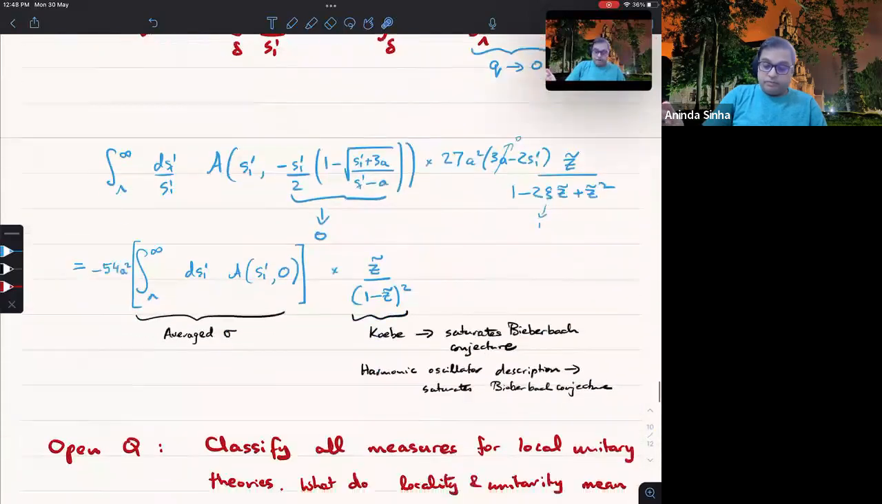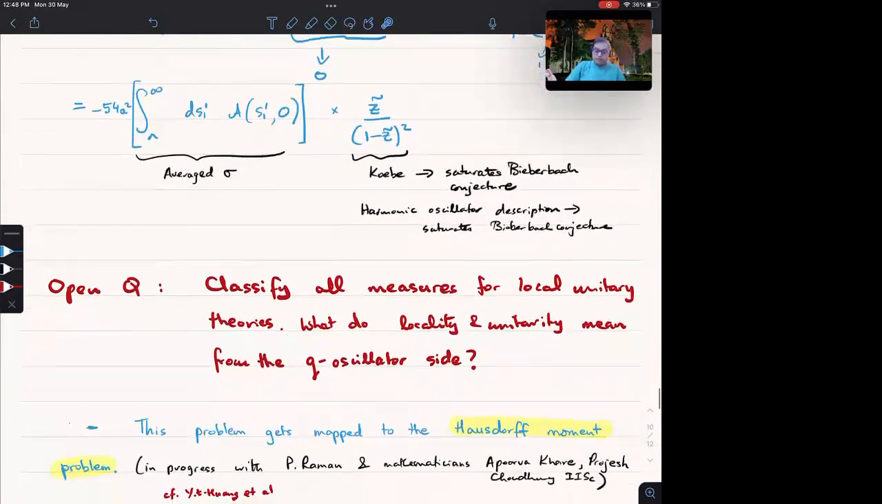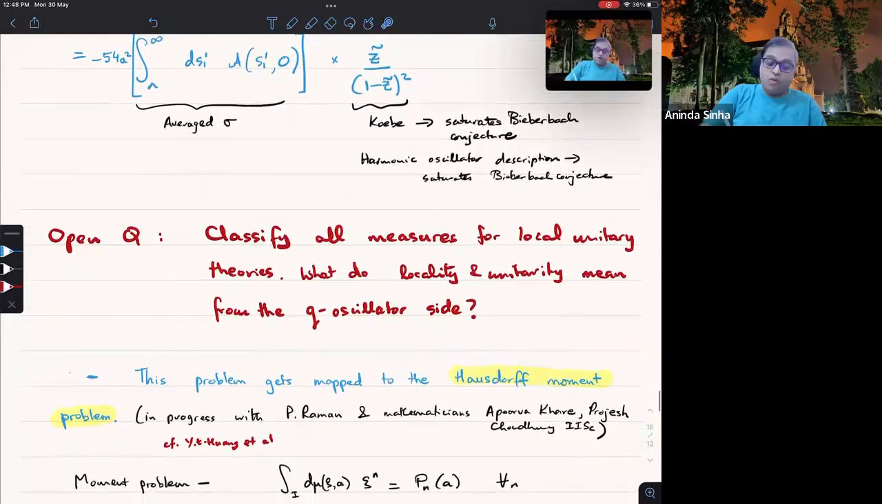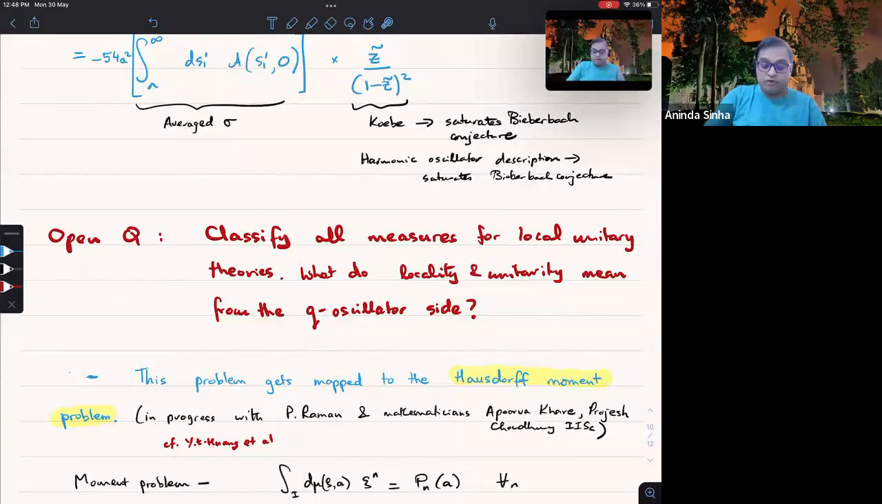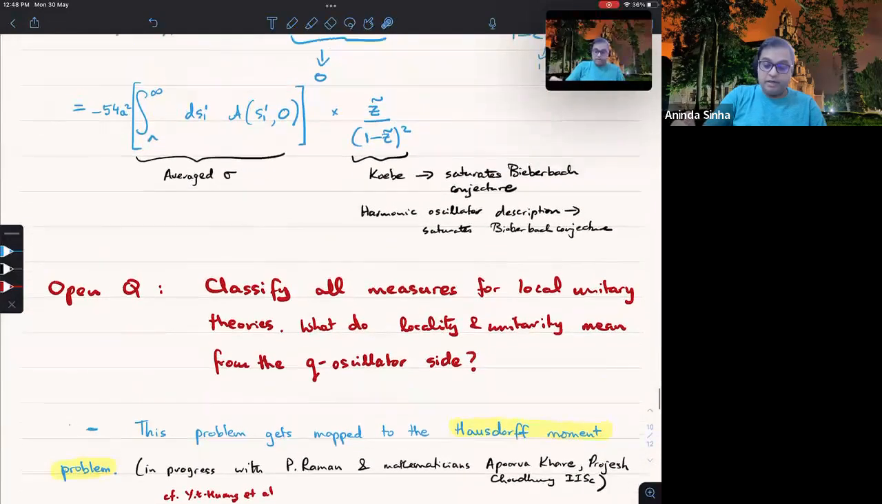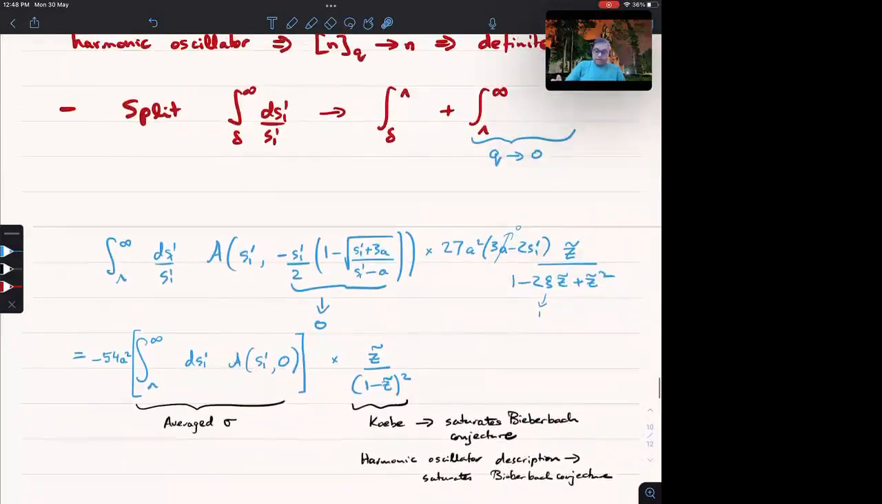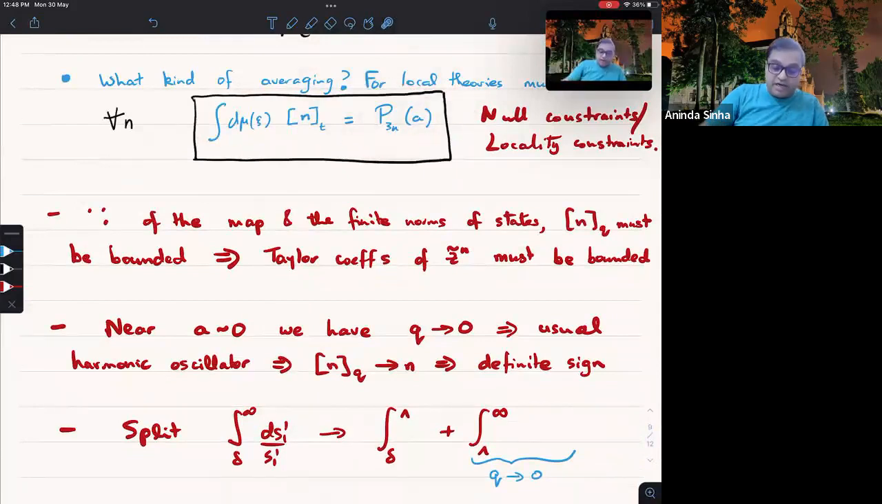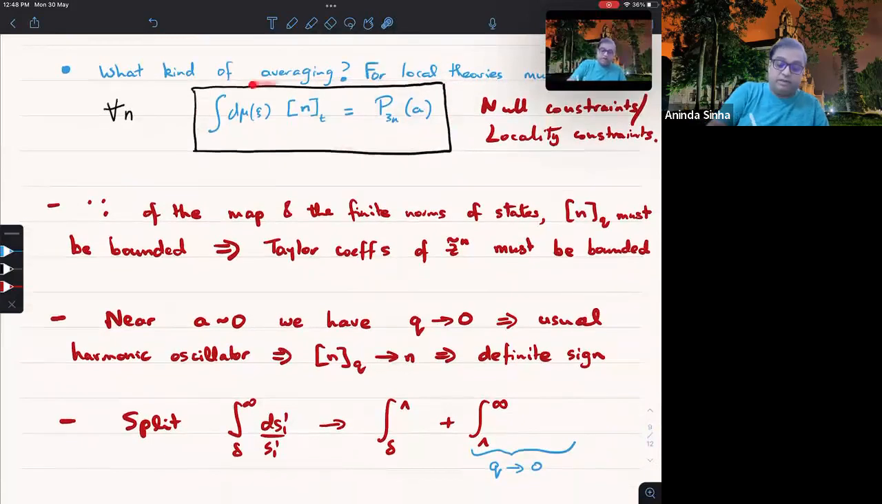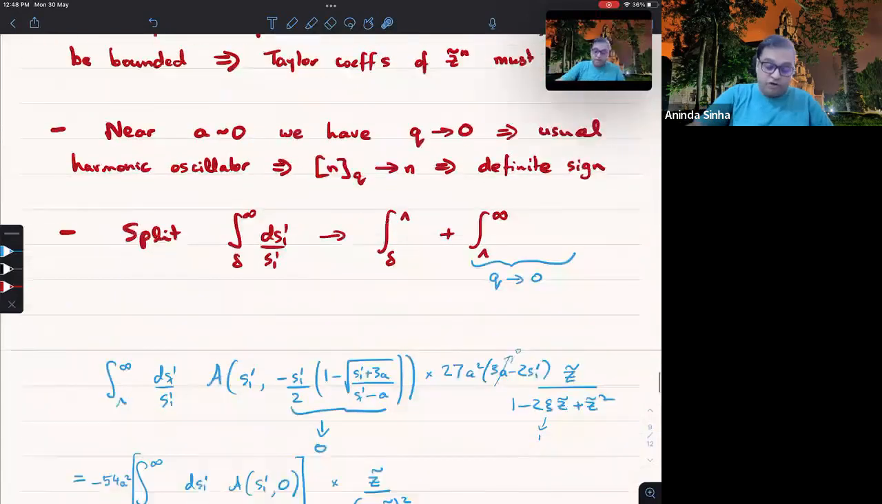So the interesting question that one needs to try to address now is, how can we classify all these measure factors, which on averaging gives rise to local unitary theories? And in particular, what do locality and unitarity mean from the Q oscillator side? Okay. Now, this problem has a name in mathematics. If I tell you to classify for me all the measure factors such that this constraint is satisfied, this is called the Hausdorff moment problem.